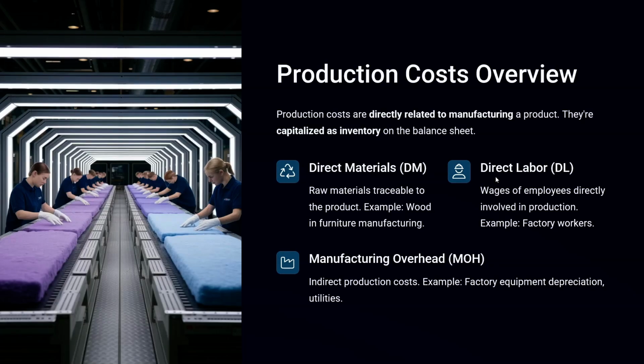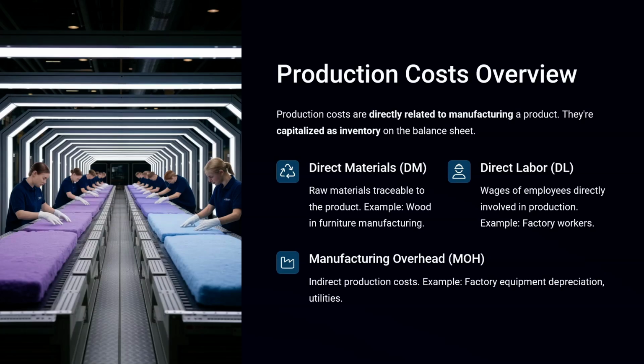Second, direct labor. These are the wages of the workers who actually build the product, like the person who uses tools to build the chair. And third, manufacturing overhead, which are the indirect costs related to production, like the electricity to power the machines, or the cost of maintaining factory equipment.